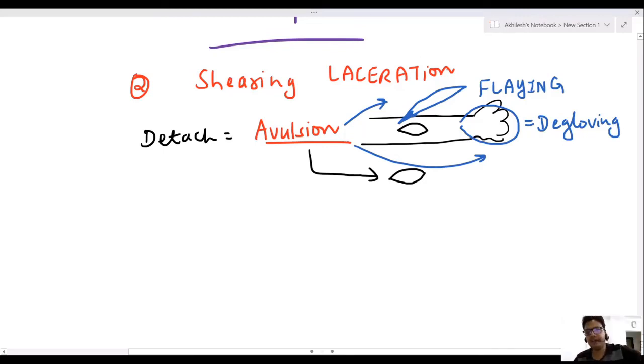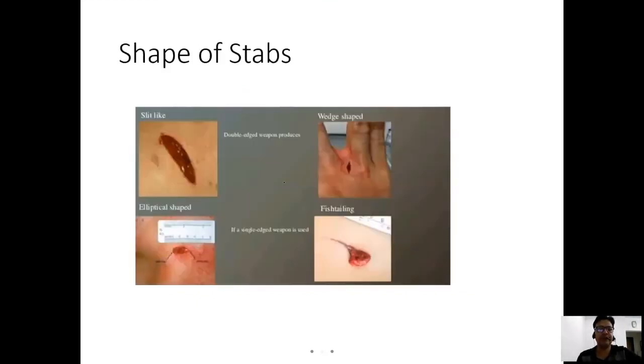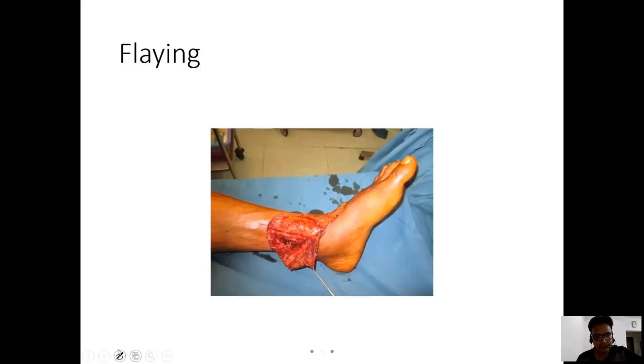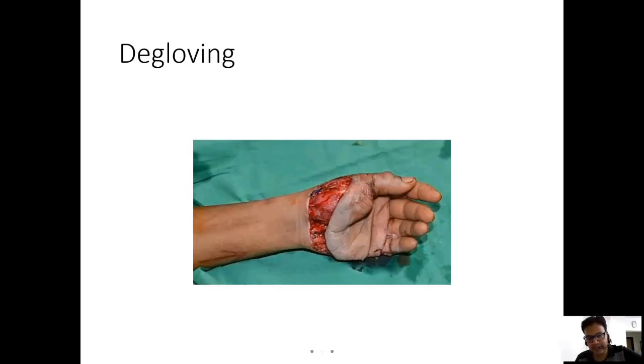I will show you the picture. Then you will realize what this is. This is very important. You can see, this is avulsion. But what type of avulsion is this? Here, skin is separated with an attached margin. This is flaying. It is a type of avulsion. Another type of avulsion: see, the skin is just coming out like a glove from the hand. So degloving and flaying are examples of avulsion, which are shearing lacerations. Very, very important.